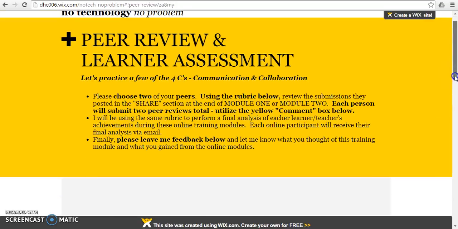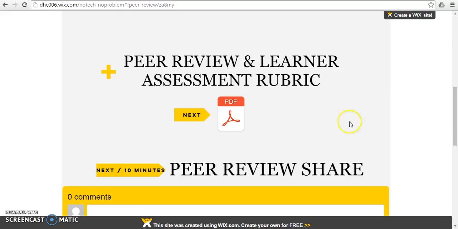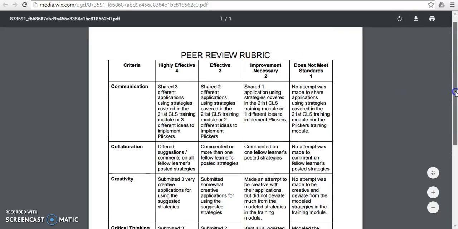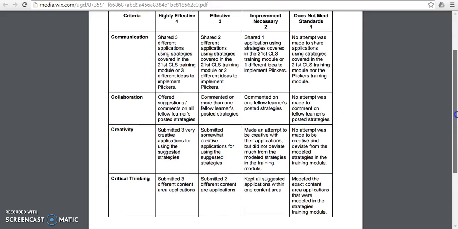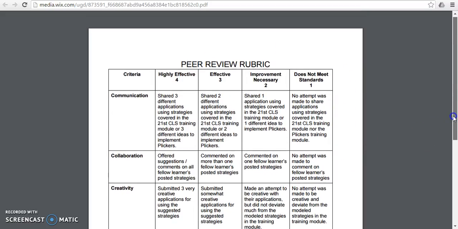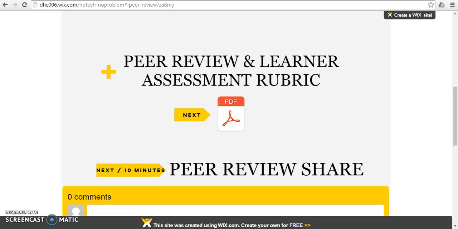First of all, let's make sure that the rubric's here. Here's the rubric here, and this is what it's going to look like. If you notice, it follows the 4 C's: communication, collaboration, creativity, and critical thinking. There's your criteria, and then you have the way that we're going to rate. So that's what your rubric is going to look like.